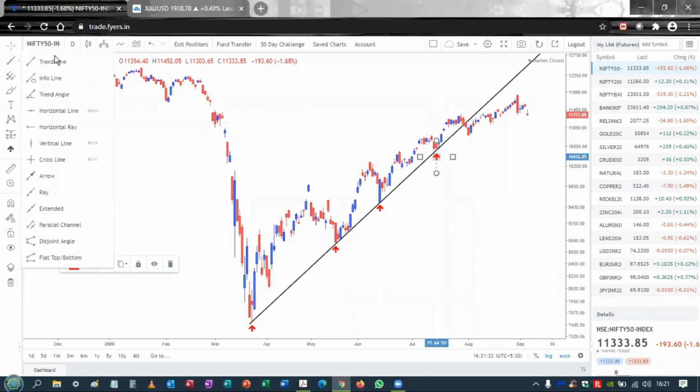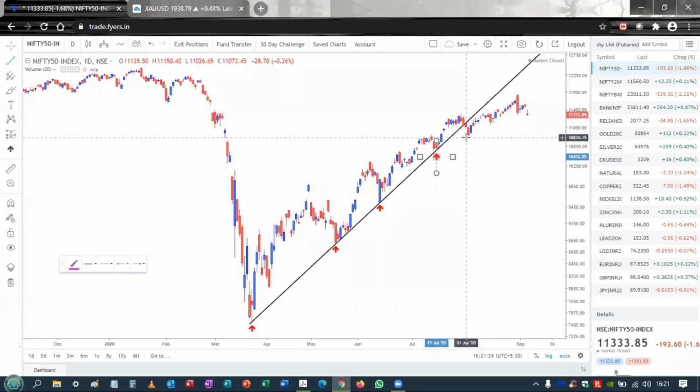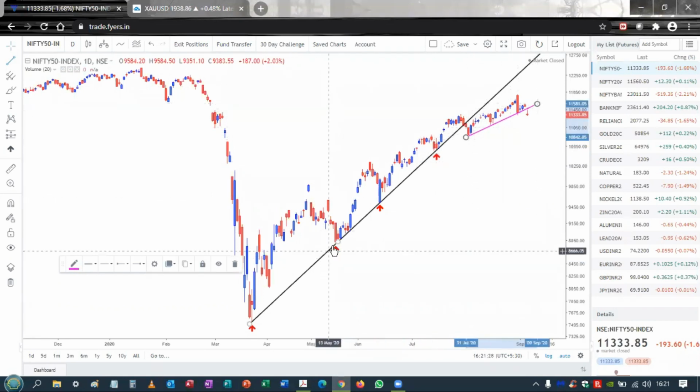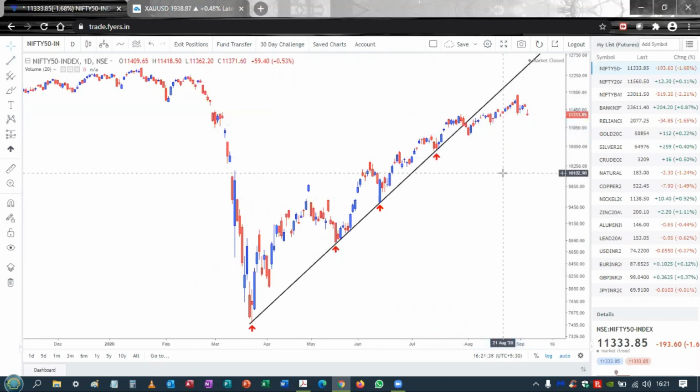So if you connect, for example, the lows now, the situation will be something like this. As you can see, initially the angle is steep, but now the angle has become a little shallower. So the angle at which the price was rising has changed, but the uptrend is still intact.